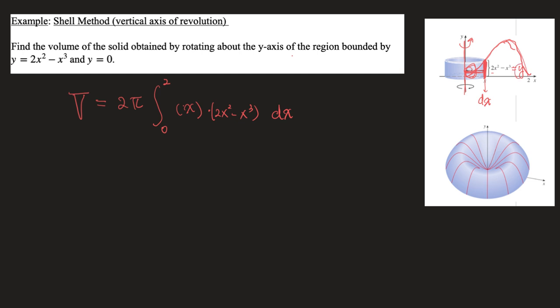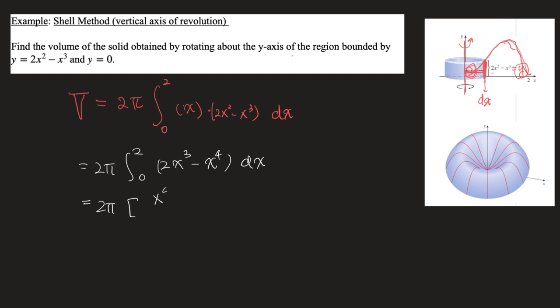This one is height, that's the y value. Let's set it up. So how can we do it? 2 pi integral from 0 to 2 of 2x cubed minus x fourth power dx. Let's find the antiderivative of this polynomial.